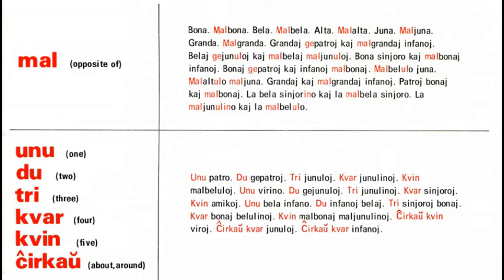Next, we deal with the first five numerals and also the word circao, which means about or around. The five numerals are uno, one, du, two, three, kvar, four, and kvin, five.